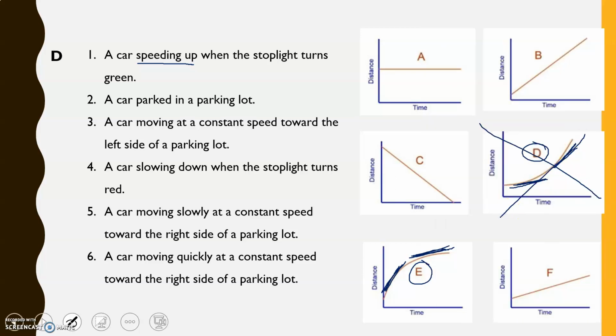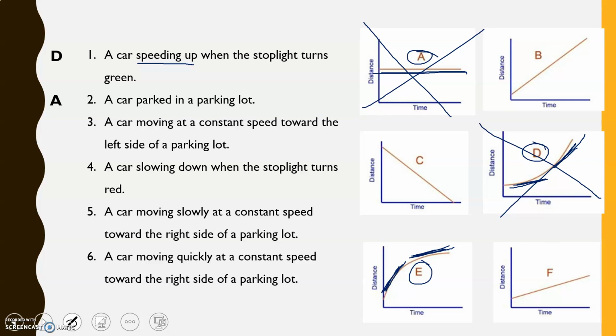All right, number 2, we have a car parked in a parking lot. So if it's parked, that car is not moving. Think about which graph would match this scenario. Okay, so I'm hoping that you picked graph A. Graph A is the only one with this horizontal line, meaning the car is not changing distance for any amount of time. It's not moving. So graph A is going to be crossed out.